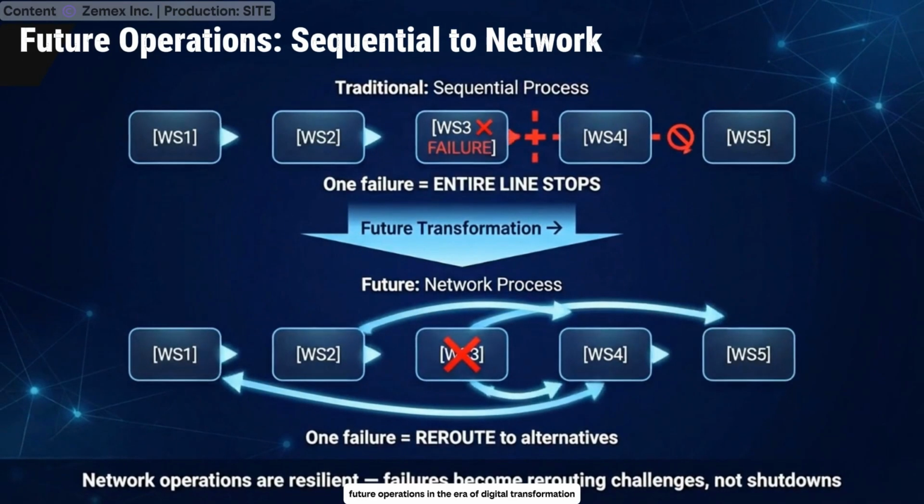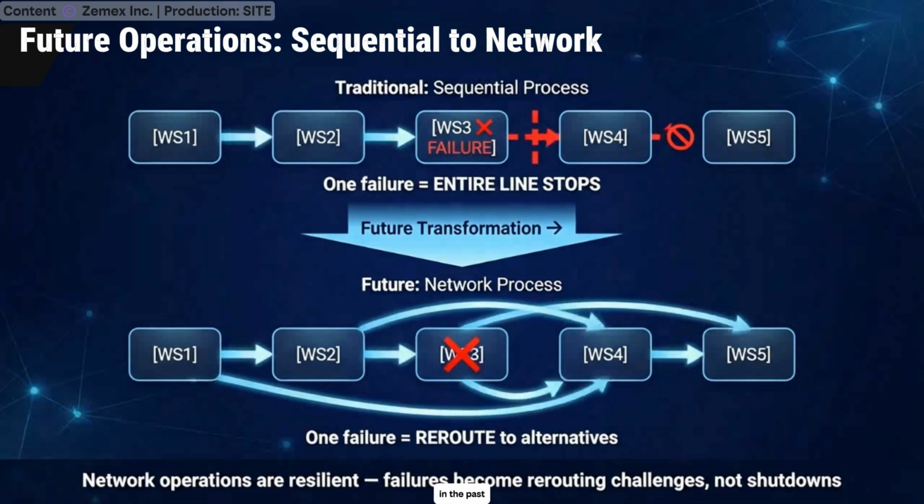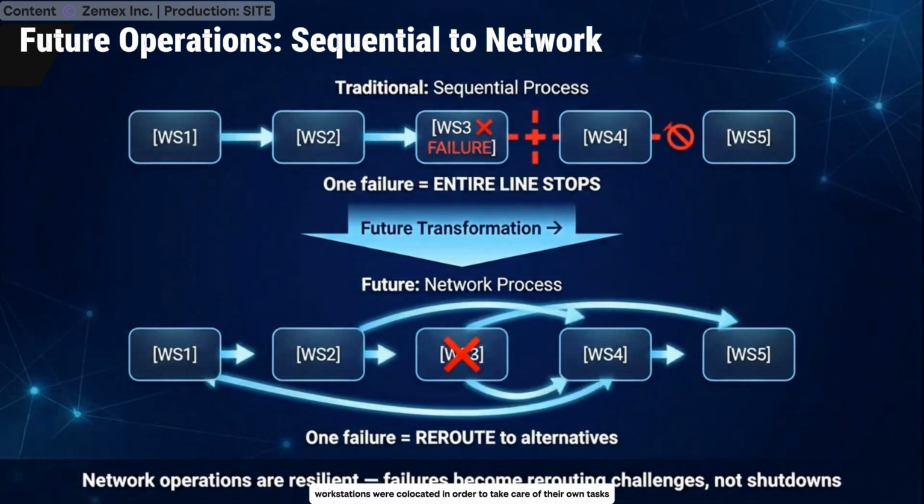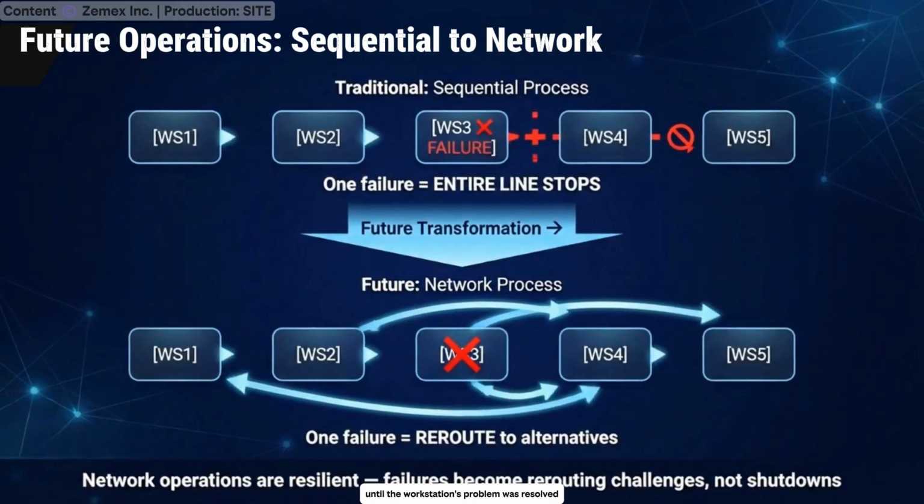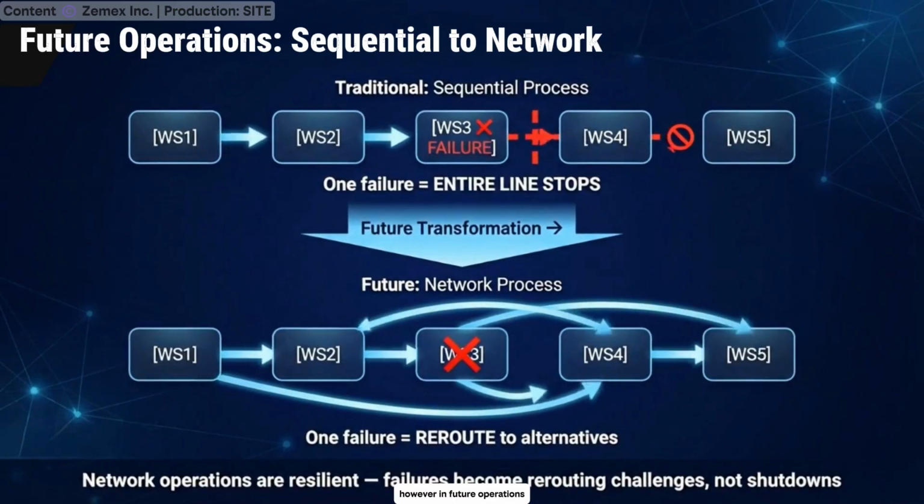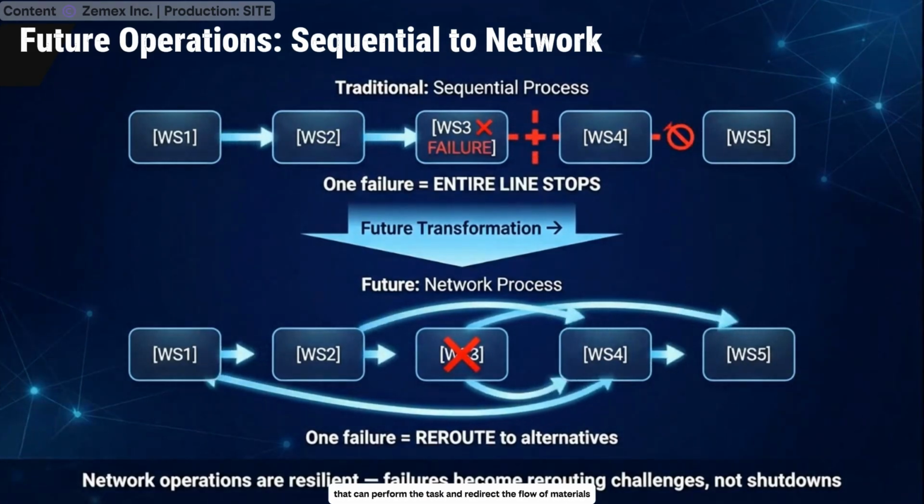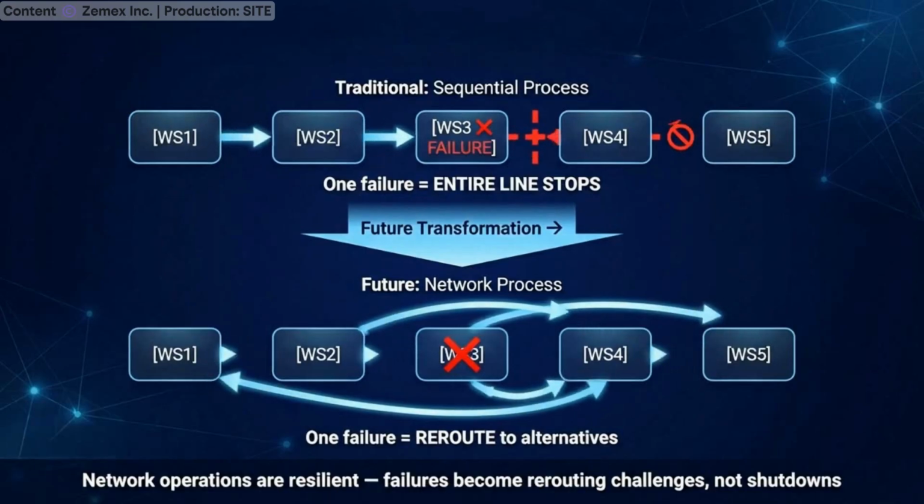Future operations in the era of digital transformation will change from sequential to network-based. In the past, workstations were collocated in order to take care of their own tasks. If one of the workstations was out of order, the entire line would stop until the workstation's problem was resolved. However, in future operations, if you have an out-of-order workstation, the system will look for an alternative option that can perform the task and redirect the flow of materials.